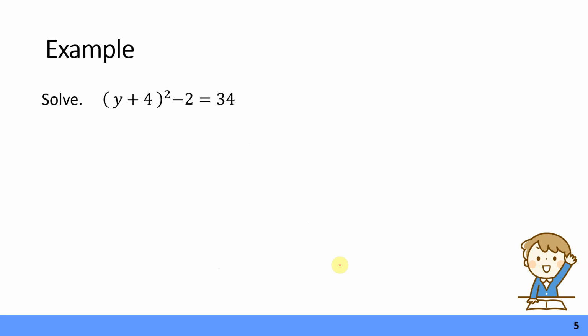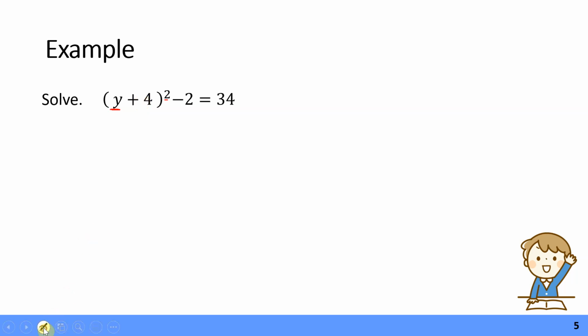Again, you see this problem. How do you know you can use the square root property? Because there is only one variable. There's only one y. There's no more y's in the problem. Of course, the y is being squared, right? There's a number in the middle, but that's okay. This is how you know you can use the square root property.